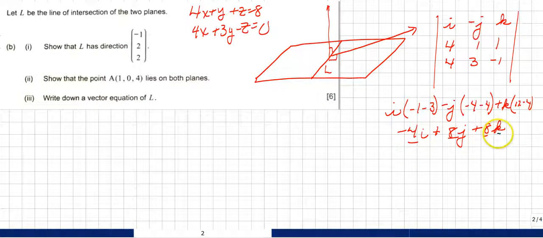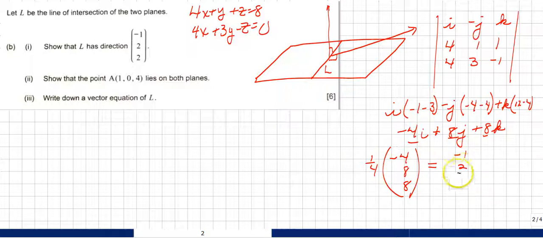So it says show that L has direction negative 1, 2, 2. Well, we'll write negative 4, 8, 8 as the vector. And remember, you can divide through by the same scalar quantity, which is in this case 1/4. If you take a fourth times this vector, it still has the same direction. So 1/4 of this is negative 1, 2, 2. So the line of intersection does have direction of negative 1, 2, 2.